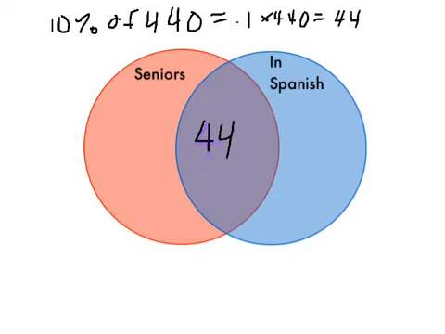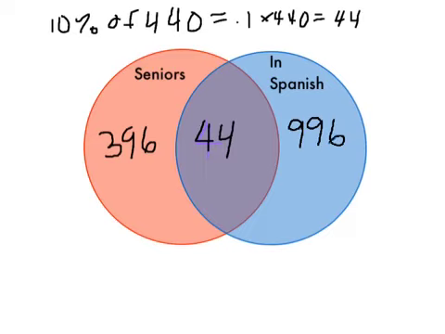So that means, since we know that there's 440 seniors, that means these two sections should add up to 440. So we're going to have to do 440 minus 44, which is 396. We know that there's 1,040 people in Spanish, and again, that was given in the problem. You can rewind it if you want to double check that. So I would have to do 1,040 minus 44, because these two sections should add up to 1,040. So we get 996.